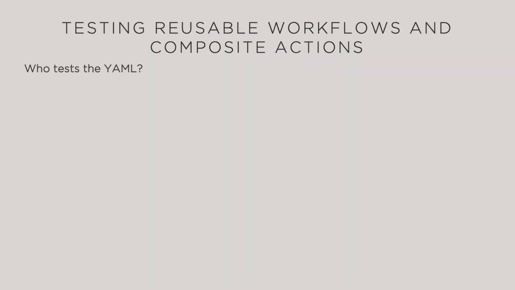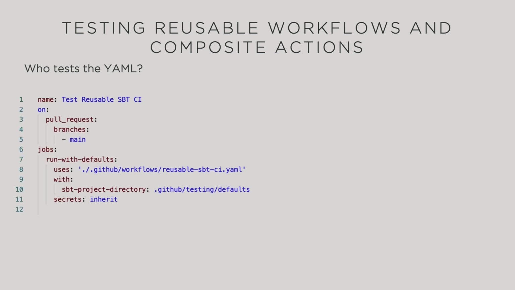An interesting question here is, you've got all of these reusable workflows and composite actions. How do you actually verify that they're working, or who tests all of this YAML? Like I said before, we test all the code we write. So we also found ways to write automated tests for these workflows and composite actions.